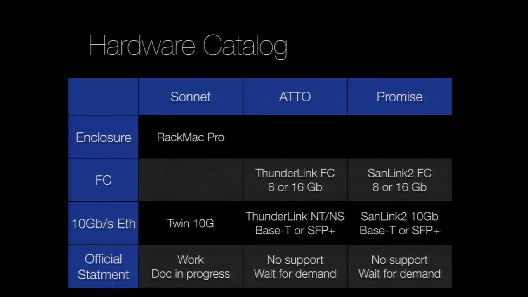For Fibre Channel cards, we have ATTO and Promise products which are interesting and support 8 or 16 GB of bandwidth, so that's fair enough. For 10 GB interfaces, we have Sonnet, ATTO, and Promise. Promise and ATTO also offer Base-T and SFP, depending on what you need for your network. If you want to connect your Mac Pro to your 10 GB network via fiber, you can.